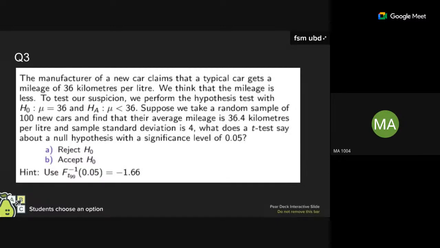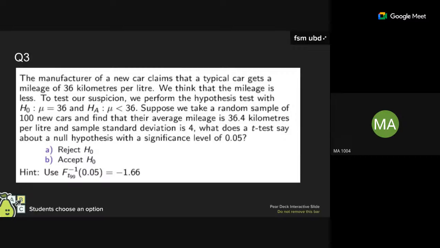So we have seen the chi-square test. We have seen the 2 sample Z test. Now this is a t-test. If you read the question carefully, we will be giving you the sample variance instead of population variance. So let's discuss this question. The manufacturer of a new car claims that a typical car gets a mileage of 36 kilometers per liter. We think that the mileage is less.